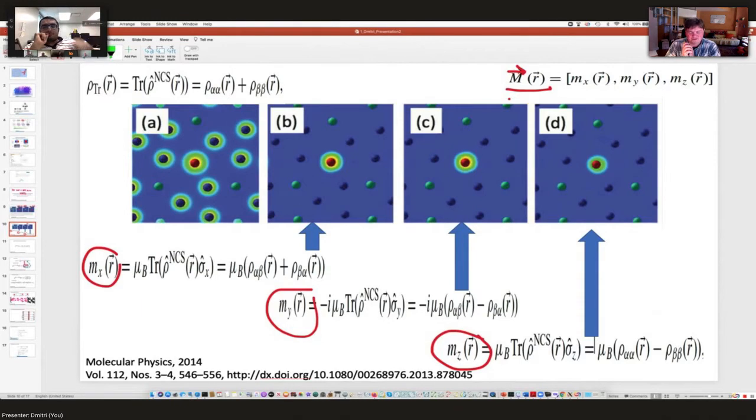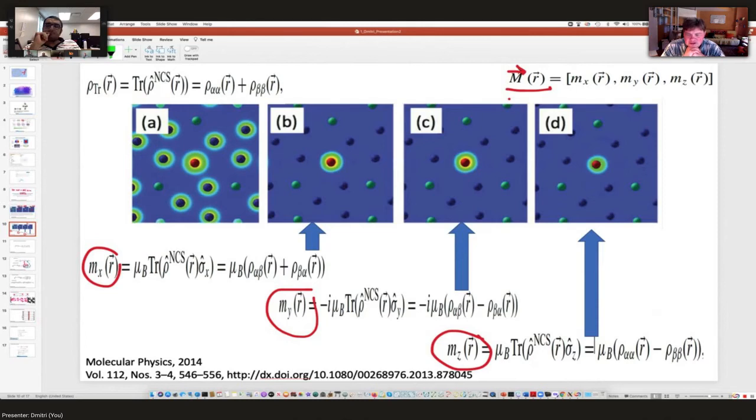Rho as a function of position, and one even needs to depart from the vision of density for alpha electrons and density for beta electrons. To have these three components, we need something richer, something more advanced. And I am presenting kind of in the reverse order, going from observables to main things. So these components of spin density are computed from the components of the density for this calculation, which is called non-collinear spin.